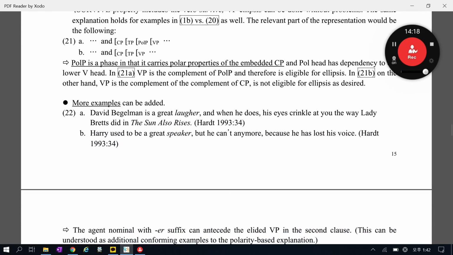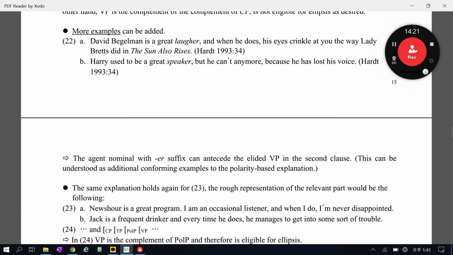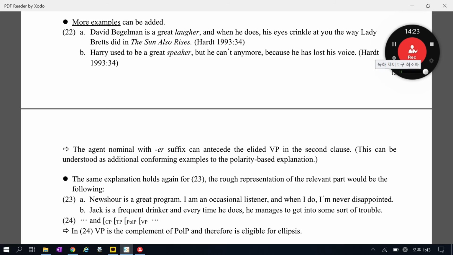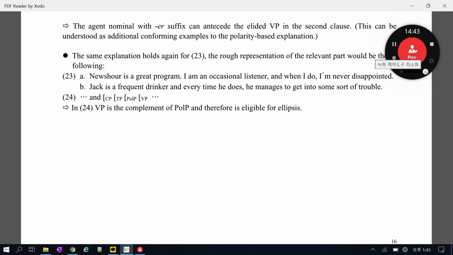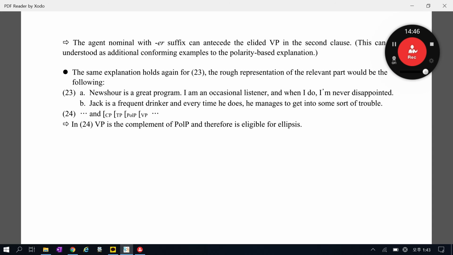More examples can be added, as given in 22. The agent nominal with the -er suffix can antecede the elided VP in the second clause. This can be understood as additional conforming examples to the polarity-based explanation. And the same explanation holds again for 23, the rough representation of the relevant part of which would be the following: 23 and 24. In 24, VP is the complement of PolP and therefore is eligible for ellipsis.